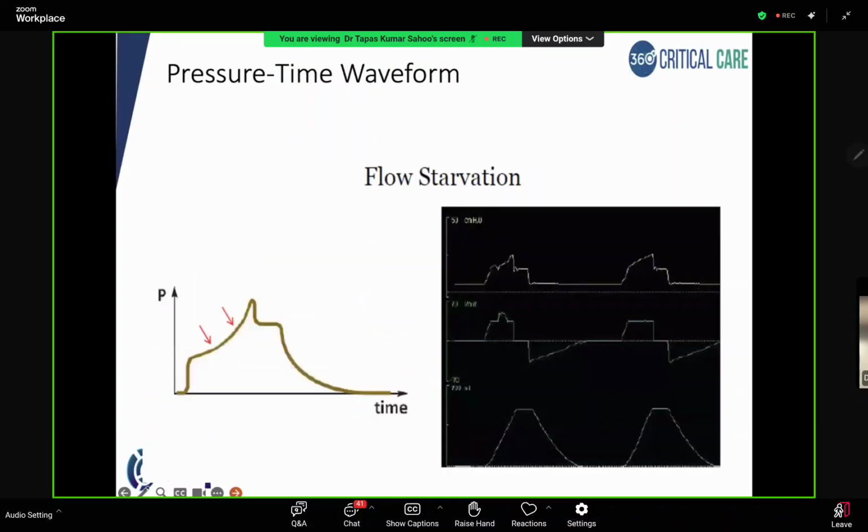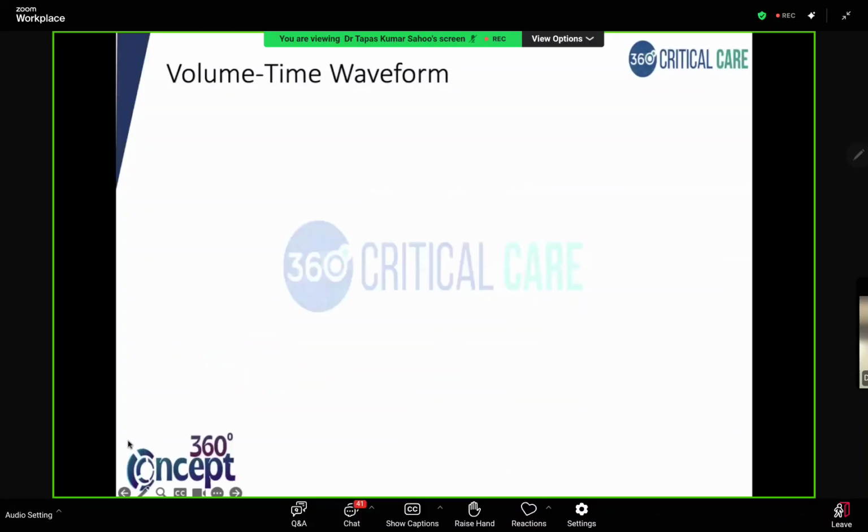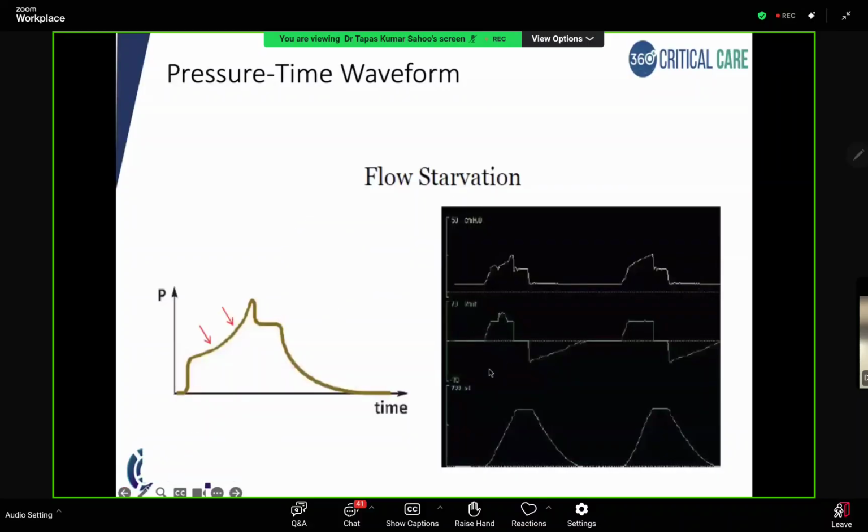Clear? Now coming to the pressure time waveform, if you are getting this type of waveform, what is happening here? Flow starvation is happening, so the flow is not adequate. You have to increase the flow to meet the expectation of the patient. Otherwise this flow starvation would happen. It looks like something scooping.